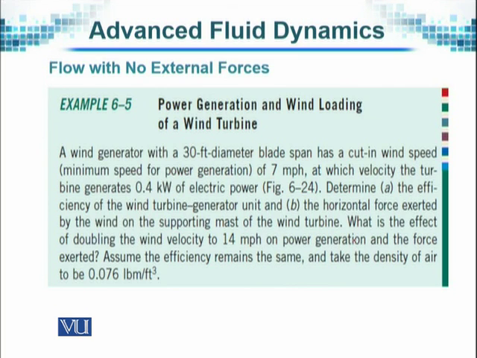What is the effect of doubling the wind speed to 14 miles per hour on power generation and the force that will be exerted? Assume that the efficiency remains the same and take the density of air to be this much. Now, this is a very important question. I'm just trying to reflect with respect to Pakistan.